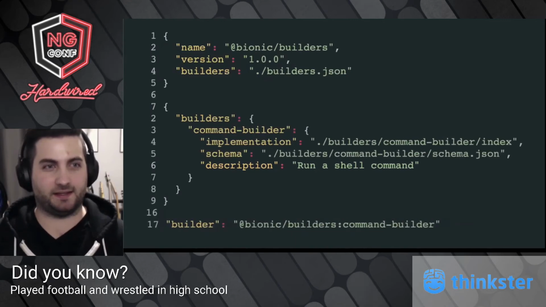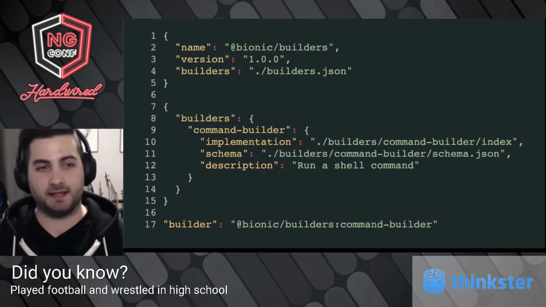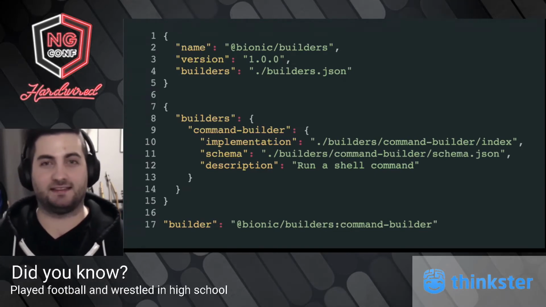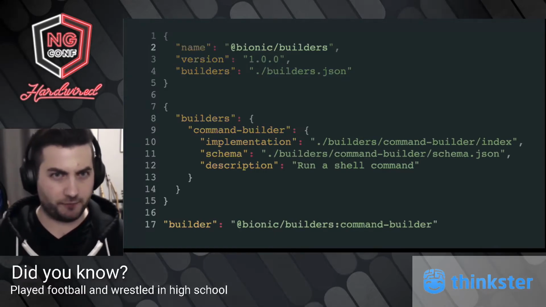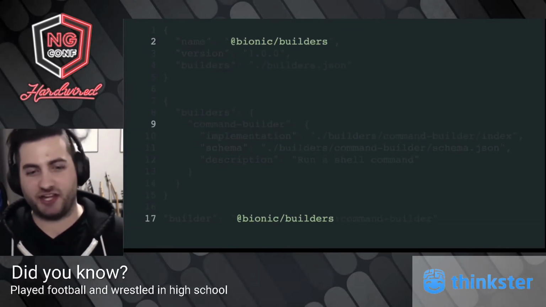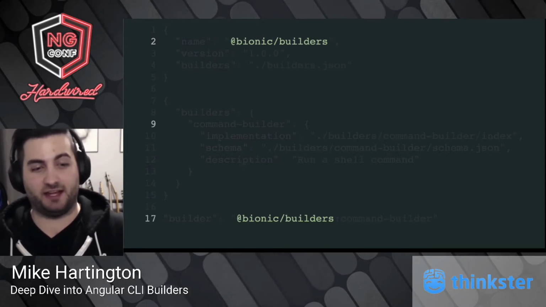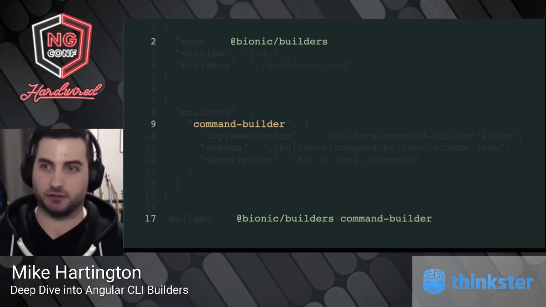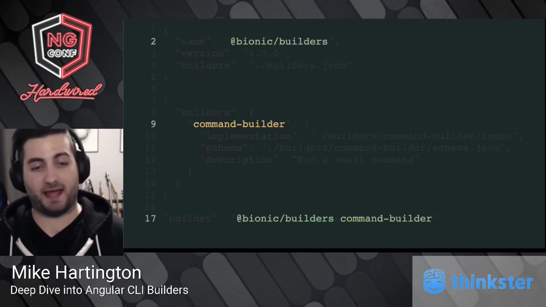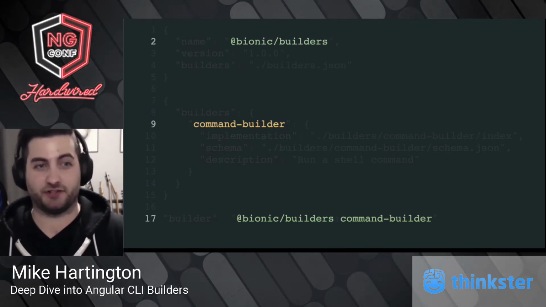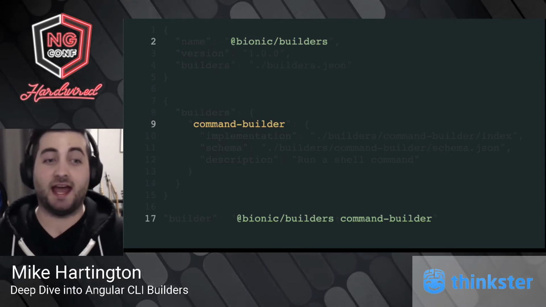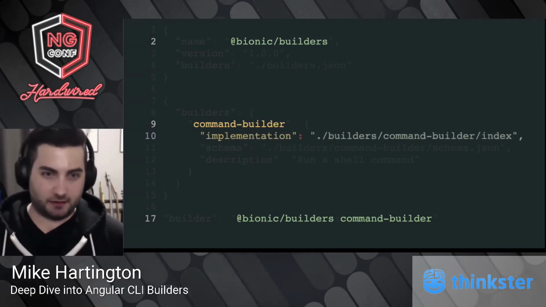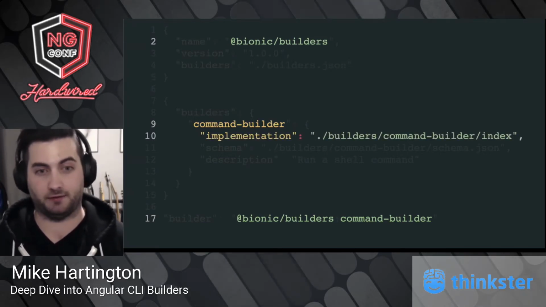Now, if we piece this all together, we have the package.json at the top, the builders.json in the middle, and then the key for our builder inside of our angular.json. So if we can see the lookup, we have the package name inside of the package.json and then the angular.json, and then we have the builder name doing this nice little lookup. So when we call @bionic builders, we are going to look at the package version. It's going to read our builders.json, and then we're going to call the builder that we're passing in after that colon. So let's take a look at the implementation detail and understand how this is all working.